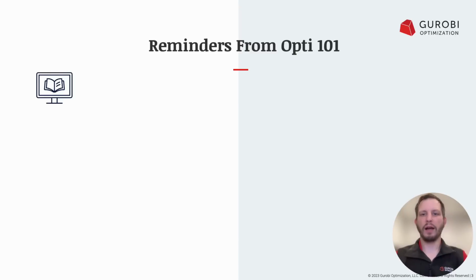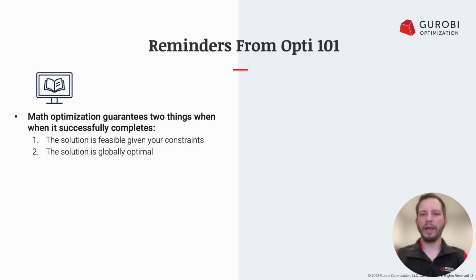To understand how to improve performance, let's get some reminders from Opti101. When a mathematical optimization model completes successfully, the solution that you get is guaranteed to have two characteristics. One, the solution is guaranteed to be feasible given your constraints. And two, your solution is guaranteed to be globally optimal. Other methods really can't guarantee this, so that's definitely a big strength of mathematical optimization.